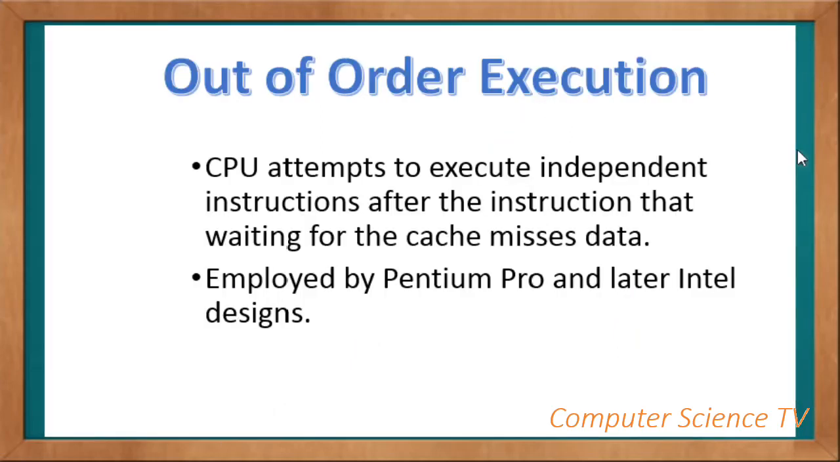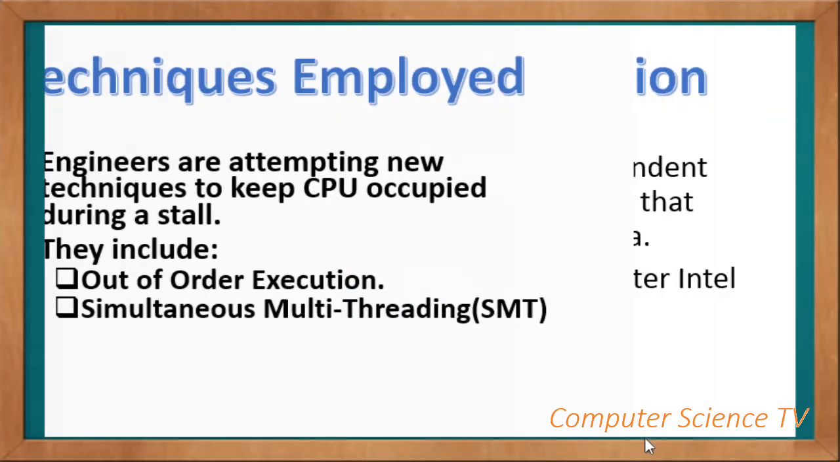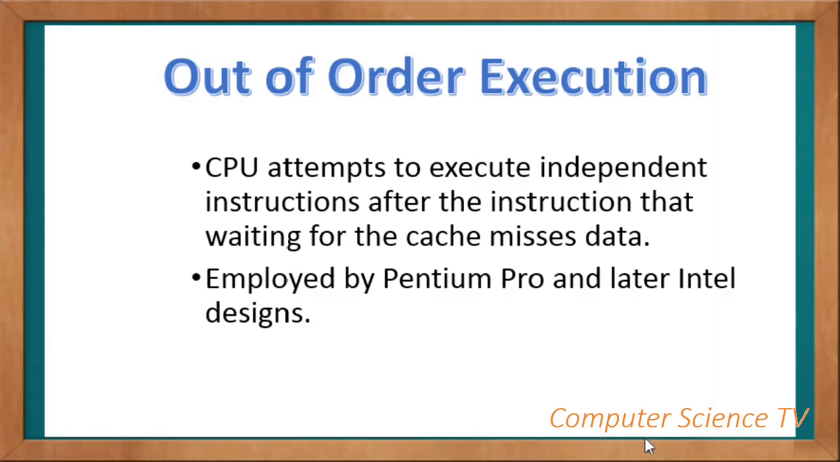To counter CPU stall, engineers have been employing two main techniques to keep the CPU busy during this time. The first one is called out of order execution. Then you also have simultaneous multi-threading. These are the techniques that have been employed in the latest CPUs to try to keep the CPUs busy during a CPU stall.